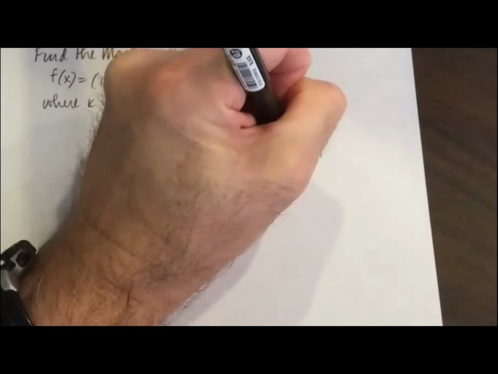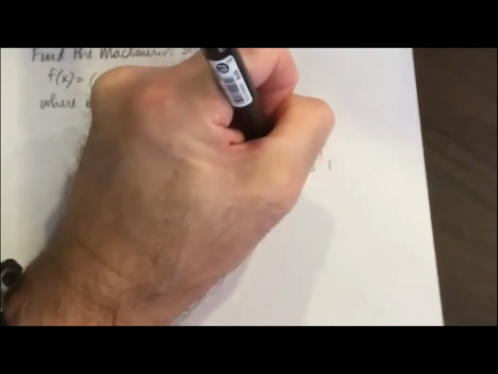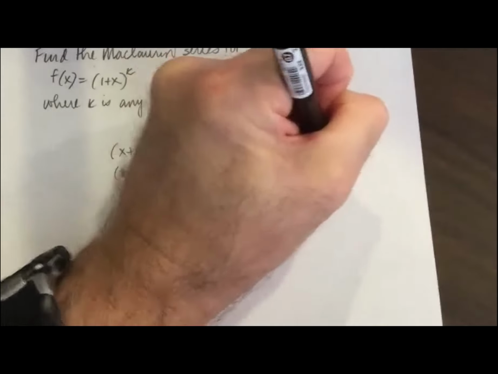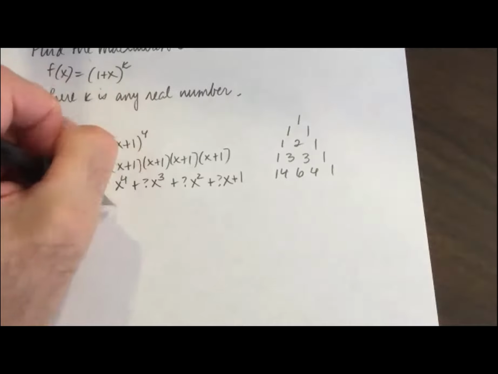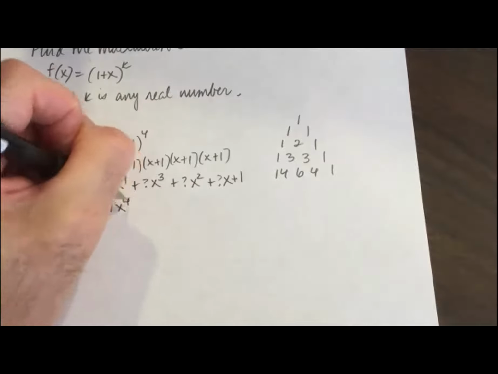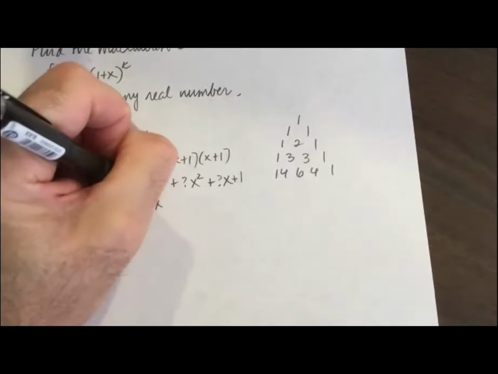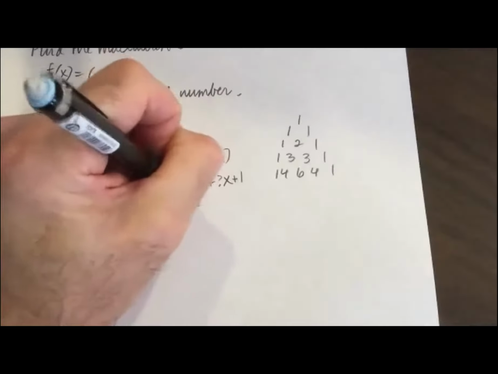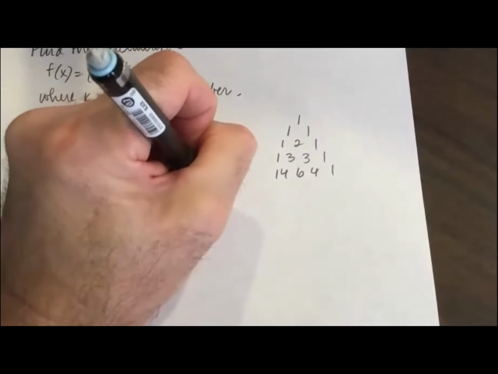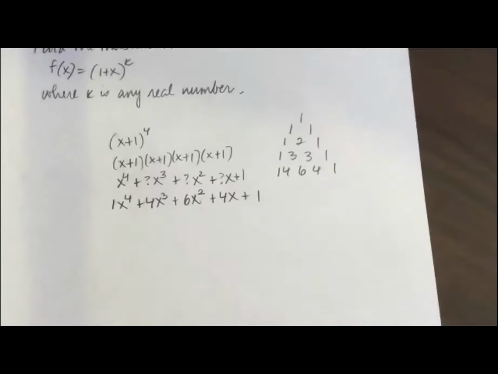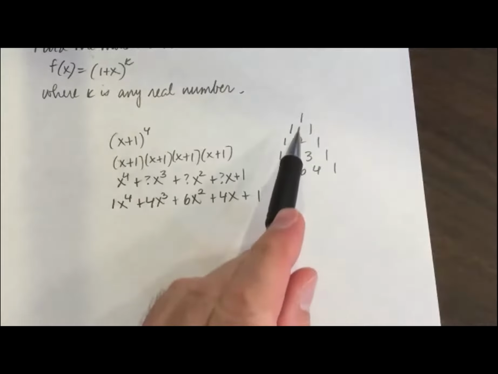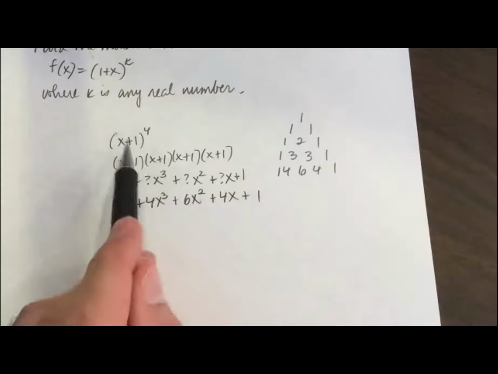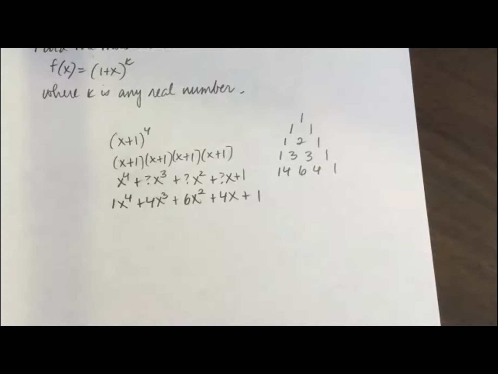This pattern, right? 1, 4, 6, 4, 1. What you find out is that there is 1 x to the 4th, there are 4 x cubes, there are 6 x squareds, there are 4 x's, and there's just 1 here at the end. This was called Pascal's triangle, and it's kind of cool. It produces the coefficients of this expansion of the binomial.